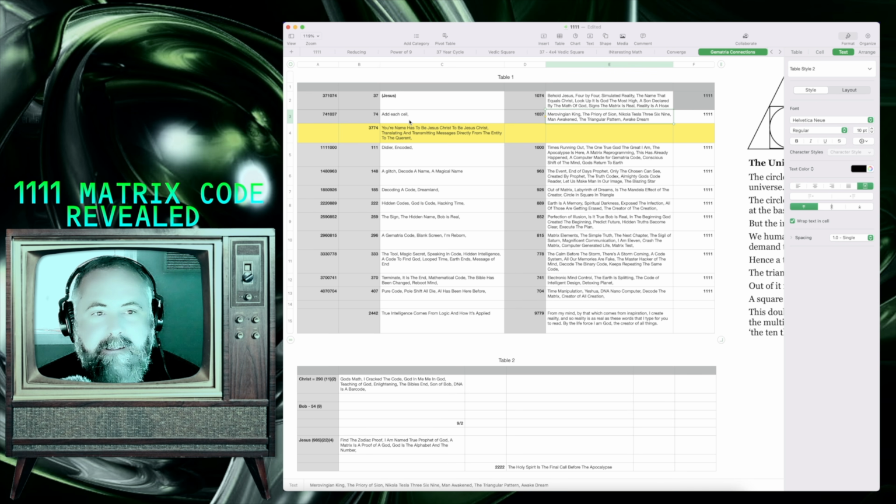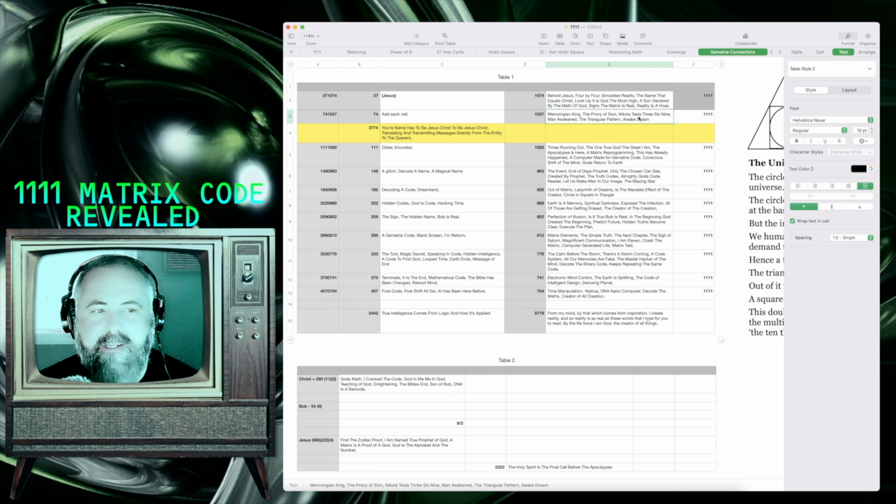All right. Moving on to the next number, 741037. 74 is before the split, and we get the phrase, add each cell. Now, this will become important in a little while, and you'll see why. After the split, we get 1037, which gives us Merovingian king, which is interesting because the Merovingian was a character in, I believe, the second Matrix film. And then we also get the Priory of Sion, which was interesting.